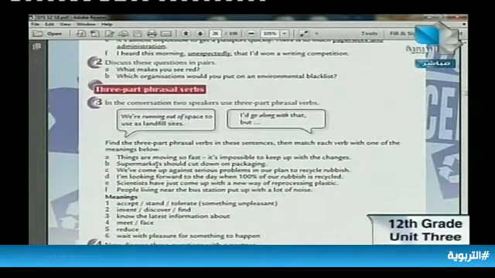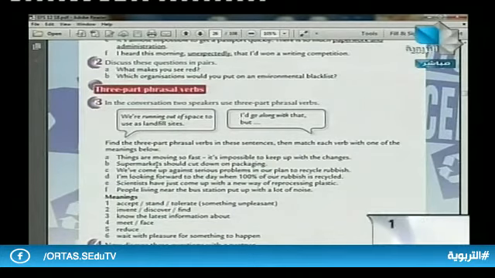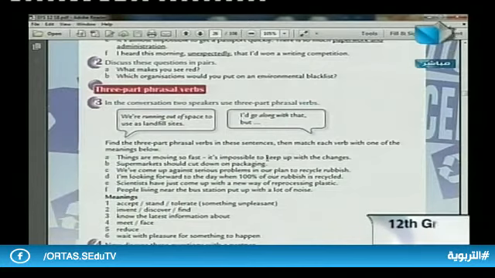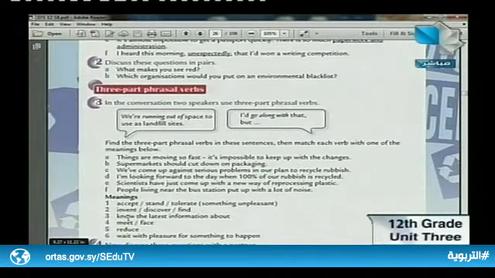The stage is yours. Okay, Ms. Reem, I'd like you to start, please. Number A: "Things are moving so fast, it's impossible to keep up with the changes." The three-part phrasal verb is keep up with. Good. We can match it to number 3 in the meanings. I'm sorry, I didn't read the meanings. Okay, let's read the meanings first. All of them? Yes, please.